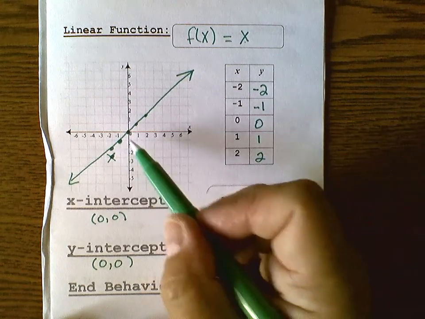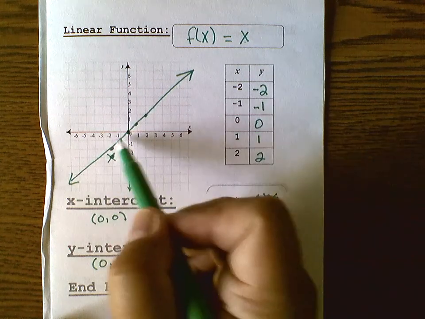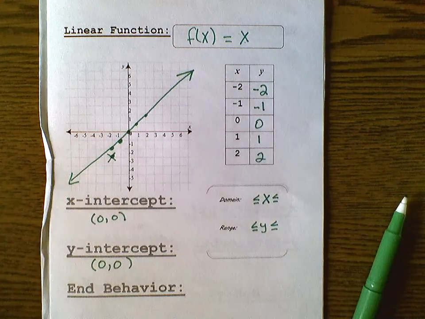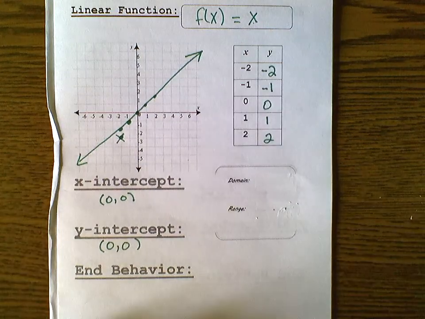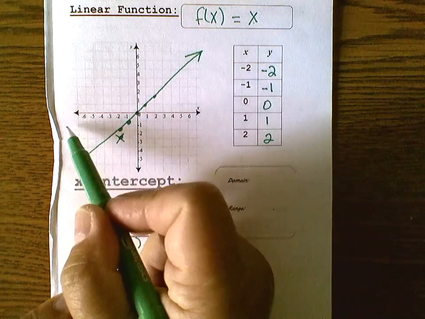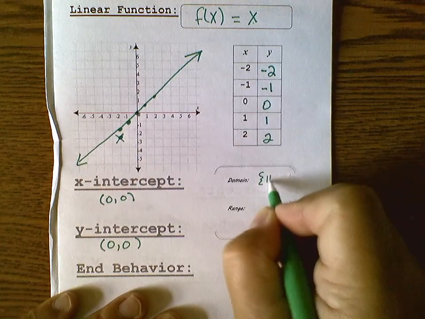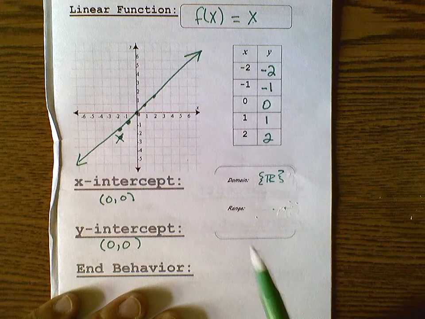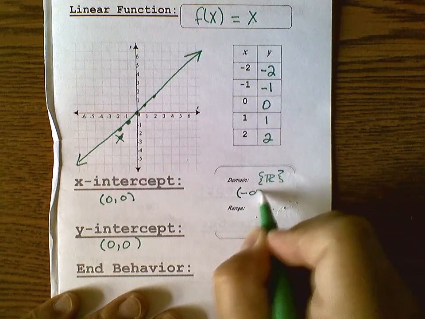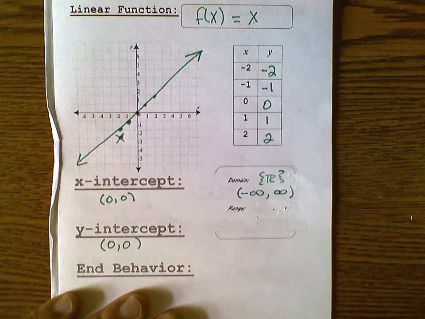So x is going all the way forever. Oh, man, I keep messing this up. So looking at the domain, we're going to the left forever and to the right forever again. So set notation is going to be all real numbers. And then interval notation, to the left forever is negative infinity. To the right forever is positive infinity.